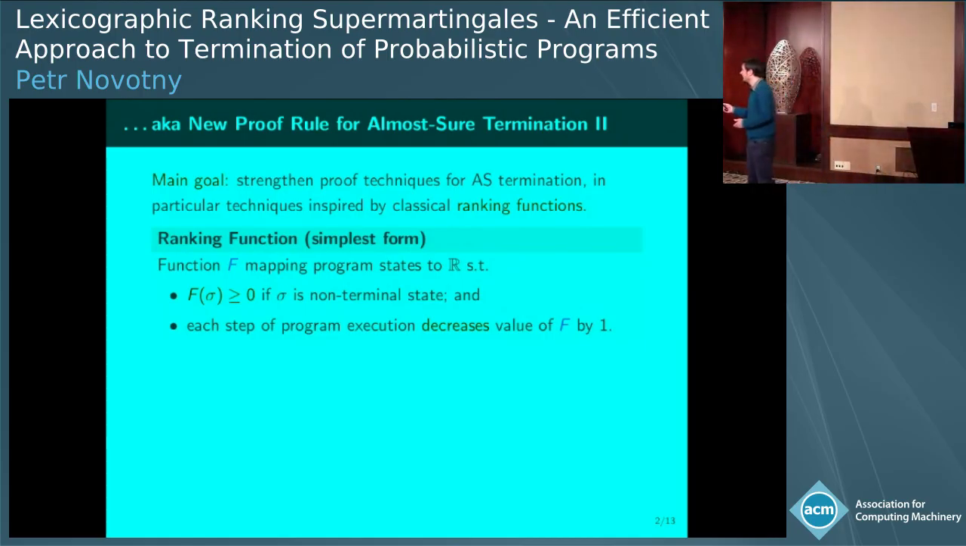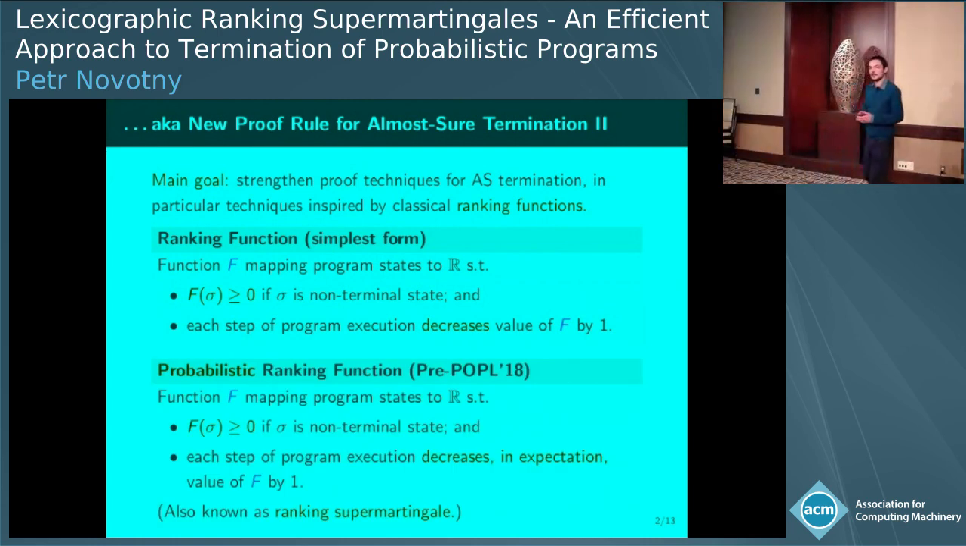And of course, the existence of such a function for some program shows that the program cannot execute forever and must eventually terminate. This has been previously generalized to probabilistic programs, and the generalization basically proceeds by replacing this deterministic decrease condition with a probabilistic analog. Whenever we are in some state where the function has some concrete value, then the expected value of the function after making one probabilistic step of execution from the current state should be smaller than the current value, again, let's say by 1. This function is also known as a ranking supermartingale. This is what Annabelle recalled in the beginning of her talk.